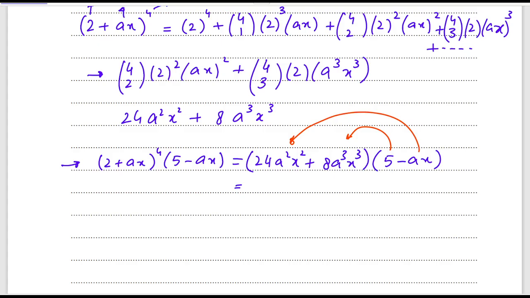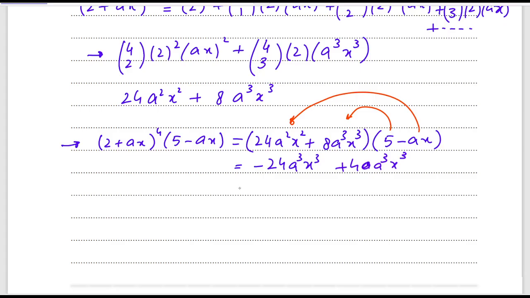So 24 times a, it's minus 24a cube x cube, plus 40a cube x cube. So these are the terms in x cube. Combining these two terms, these are 16a cube x cube.